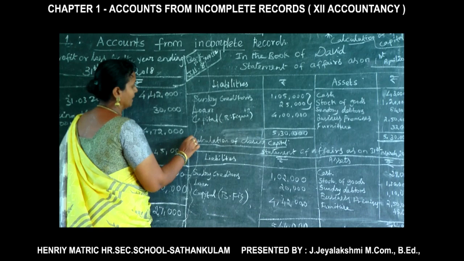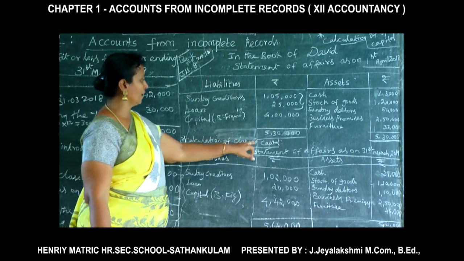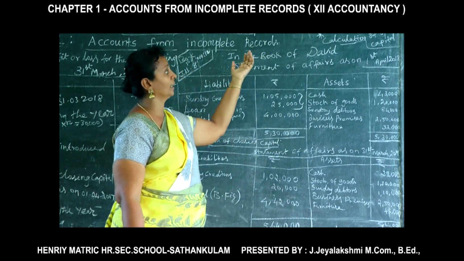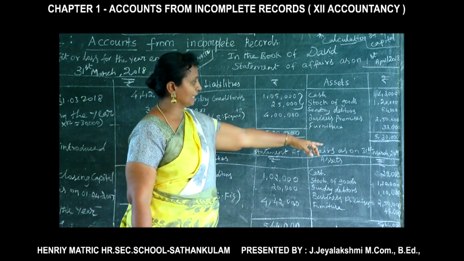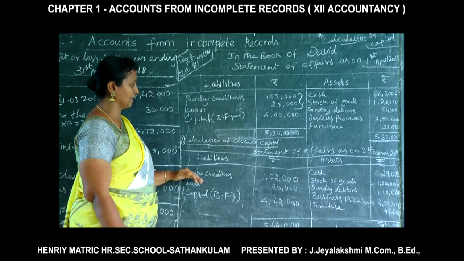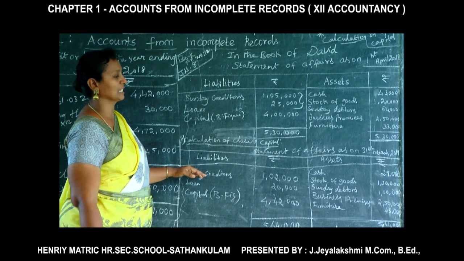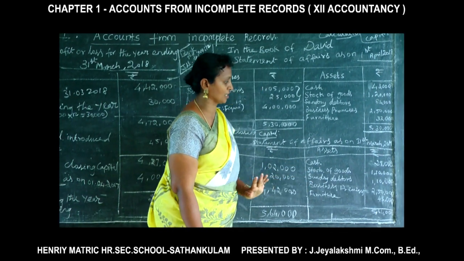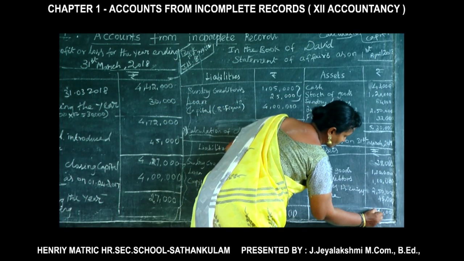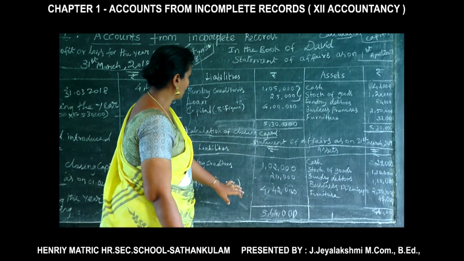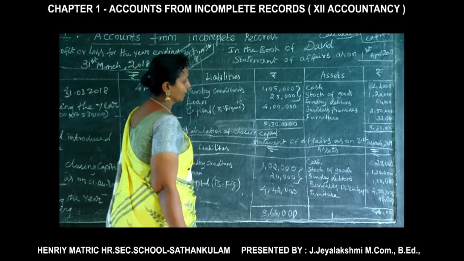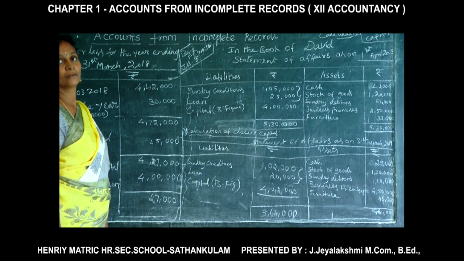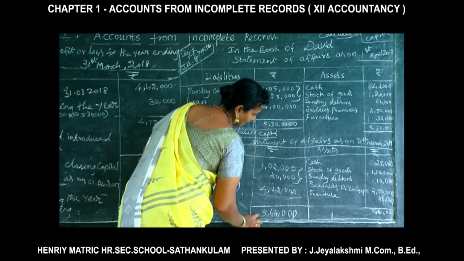Second one, here we are going to calculate the closing capital. Same as the statement of affairs, 31st March. Before we calculated 1st April, here 31st March 2019. So here also, as usual, we take the liabilities side, sundry creditors, loan, and here cash, stock of goods, sundry debtors, business premises and furniture. So total we are getting 5,64,000. From the 5,64,000 we have to deduct 1,02,000. We deduct, and we get 4,42,000. Then both sides are equal.